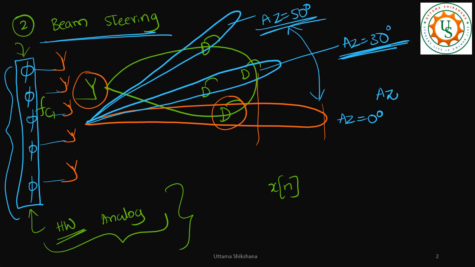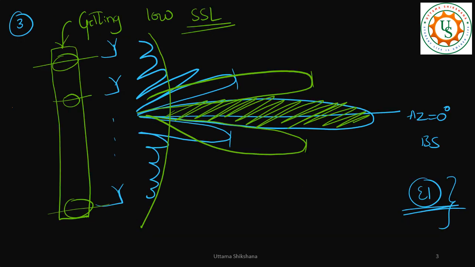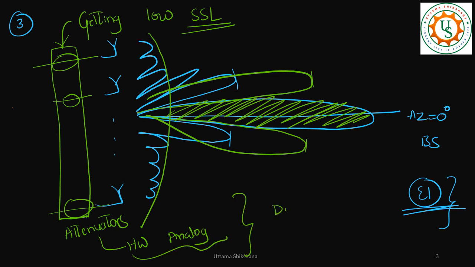For a digital or discrete signal x of n, we can apply e to the power of j phi, and this phi changes the angle of the discrete signal. If we perform this progressive phase shift in the digital domain, we say this is digital beamforming. We can do it either in the analog domain or in the digital domain. Similarly here, I was using attenuators, which are hardware components done in the analog domain. This can also be done in the digital domain, applied to your signal x of n. All right, I hope you got the clarity on these three aspects.